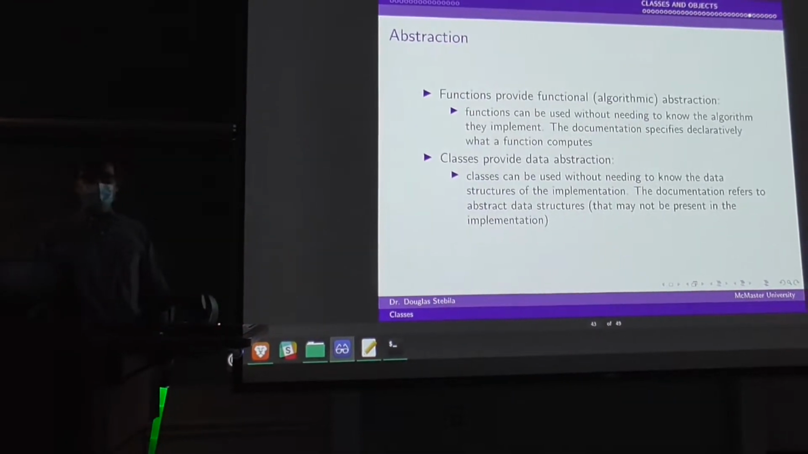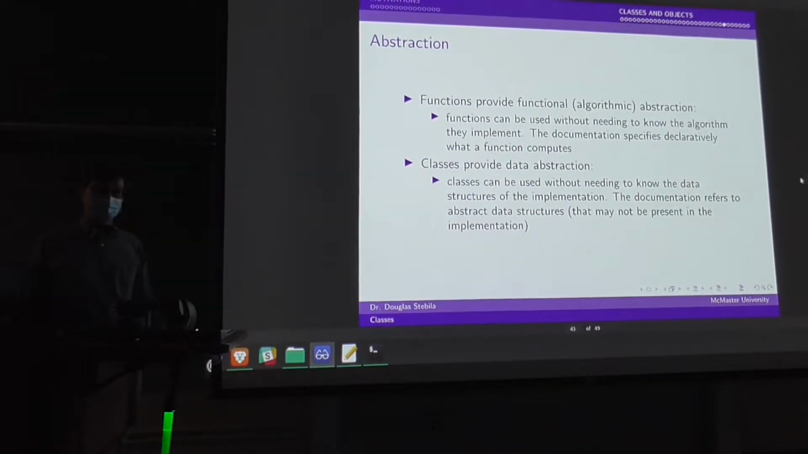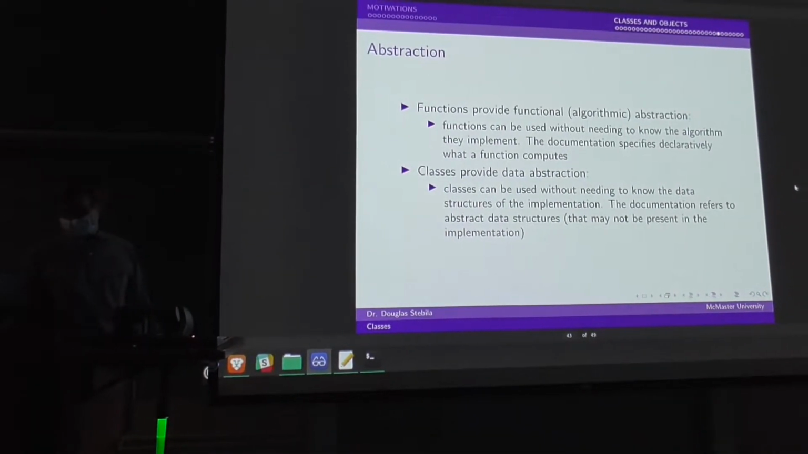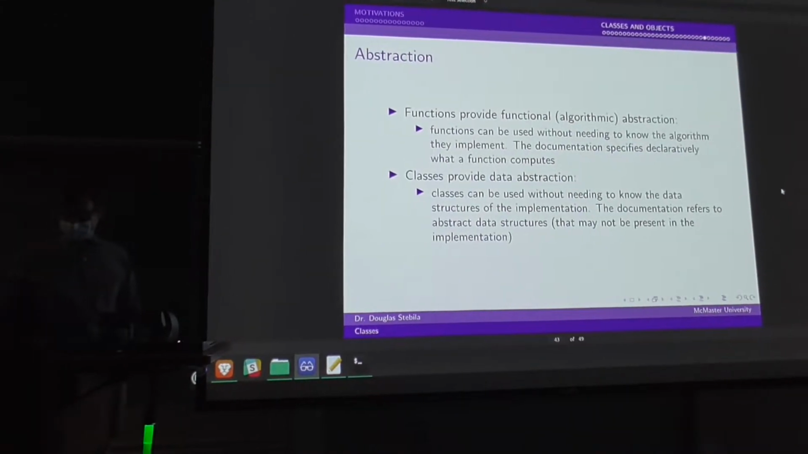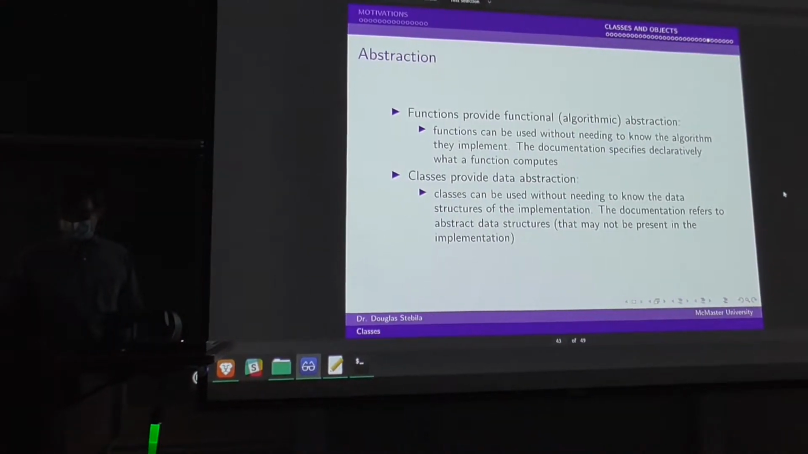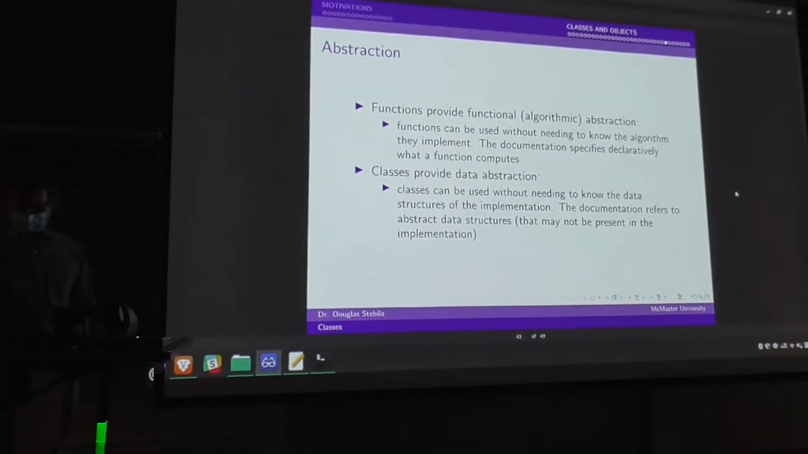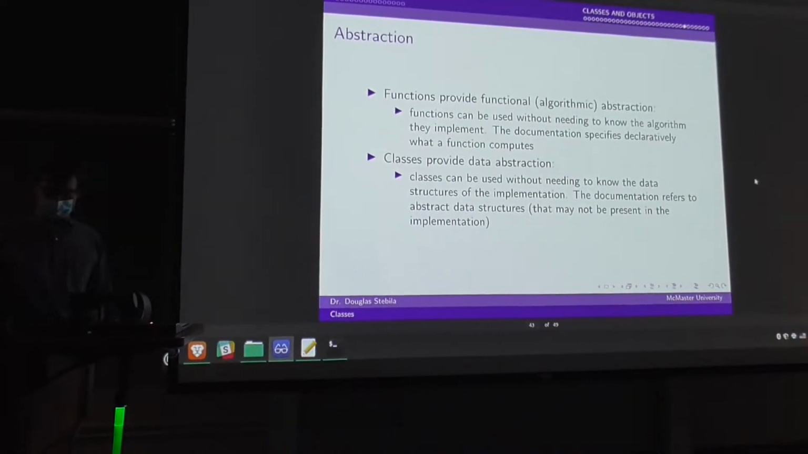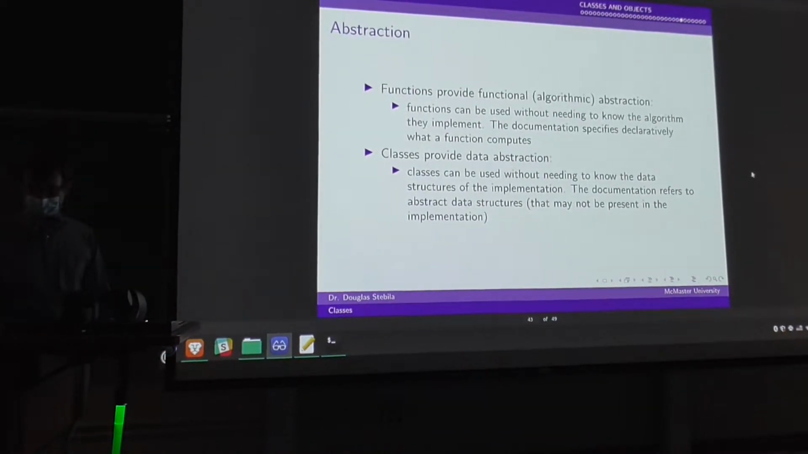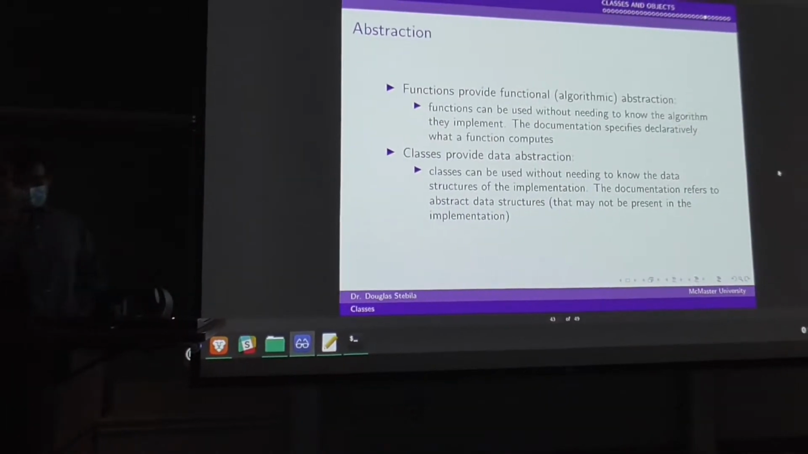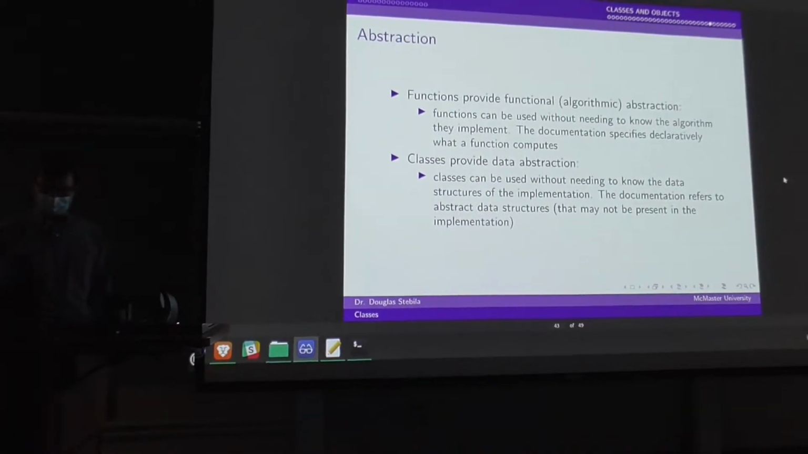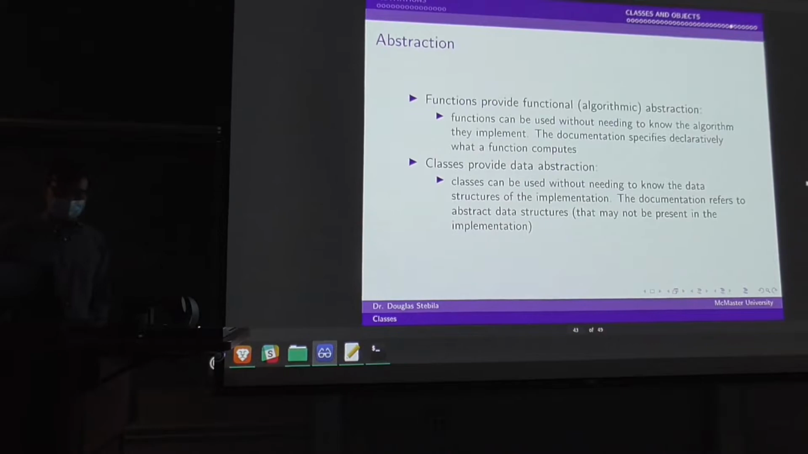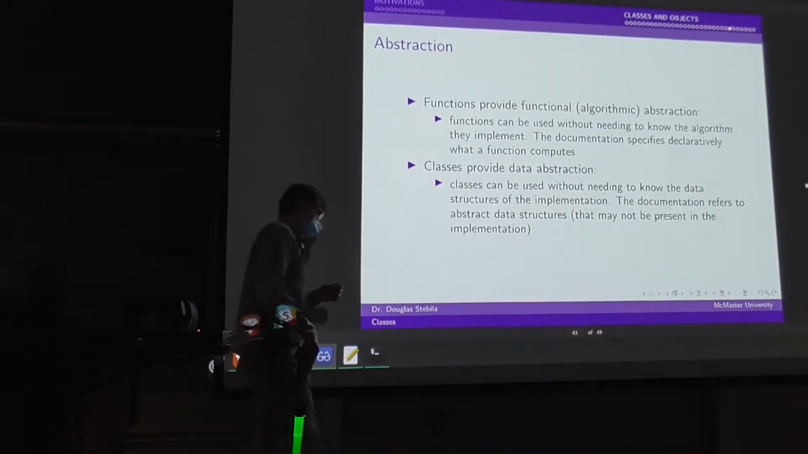So, I've talked about abstraction a lot during this lecture. I will read this slide. Functions provide functional or algorithmic abstraction. Functions can be used without needing to know the algorithm they implement. The documentation specifies declaratively what the function computes. Classes provide data abstraction. Classes can be used without needing to know the data structures of the implementation. The documentation refers to abstract data structures that may not be present in the implementation.